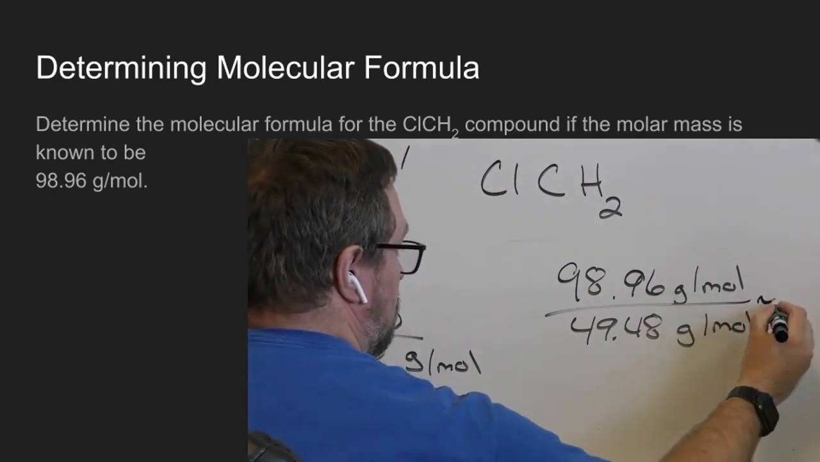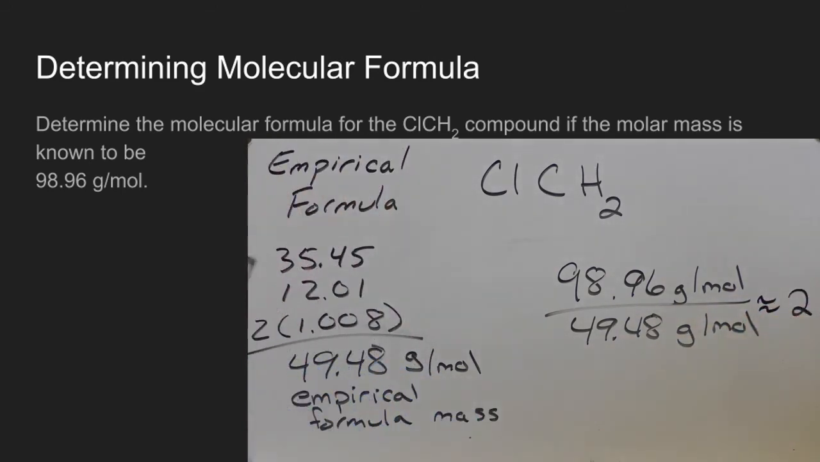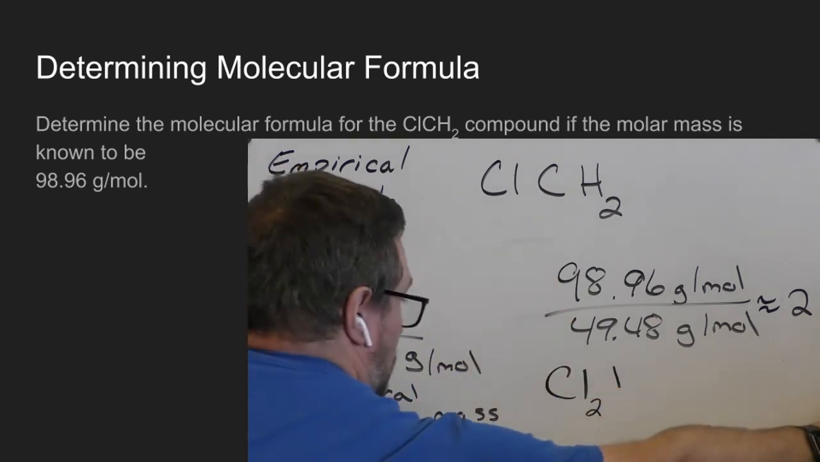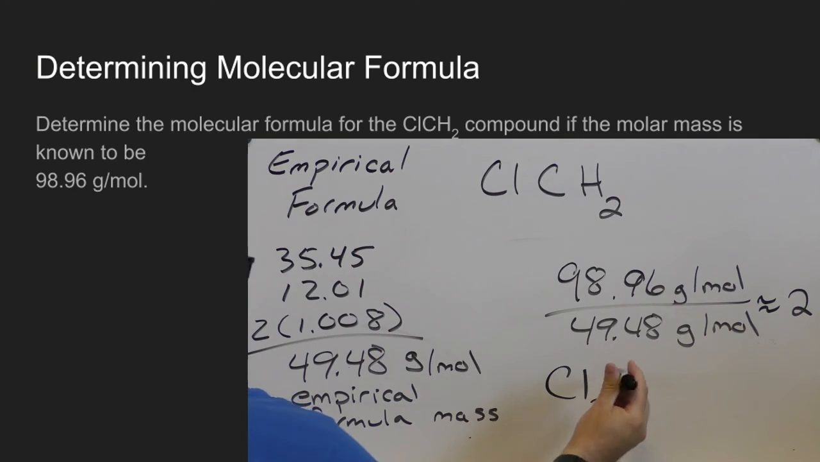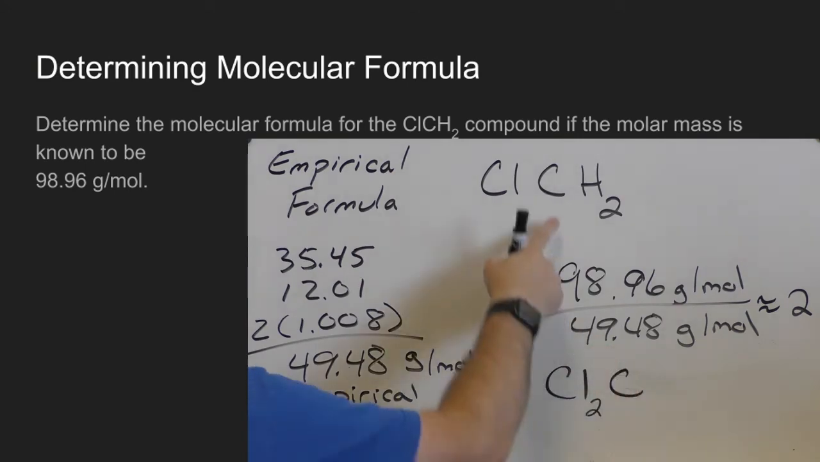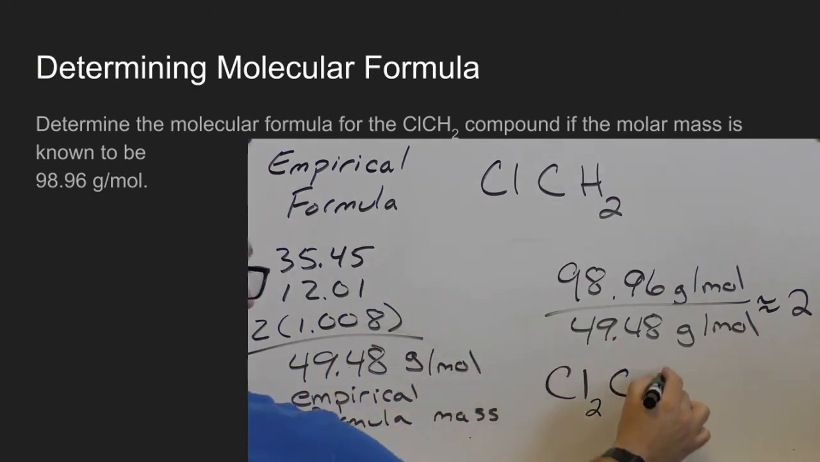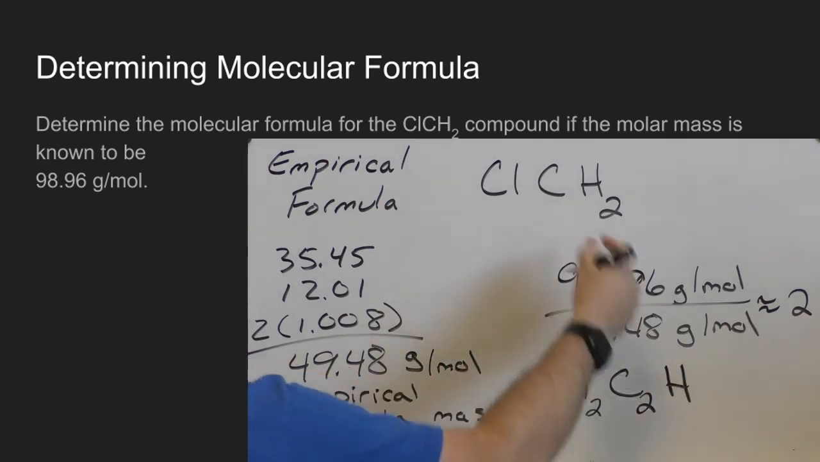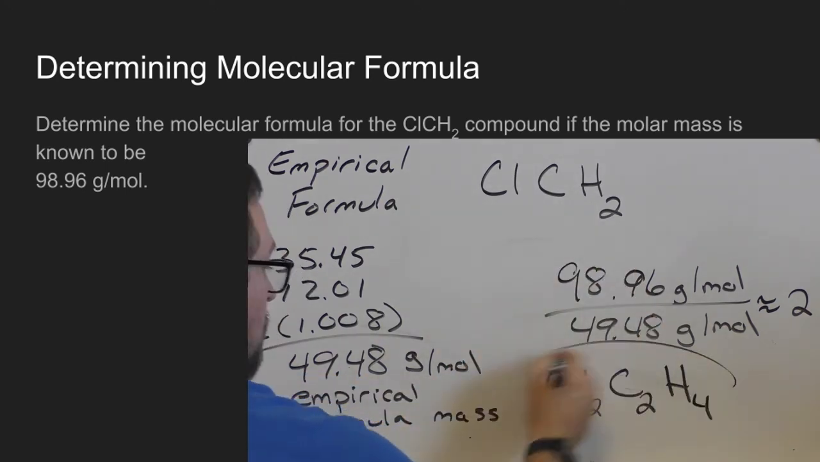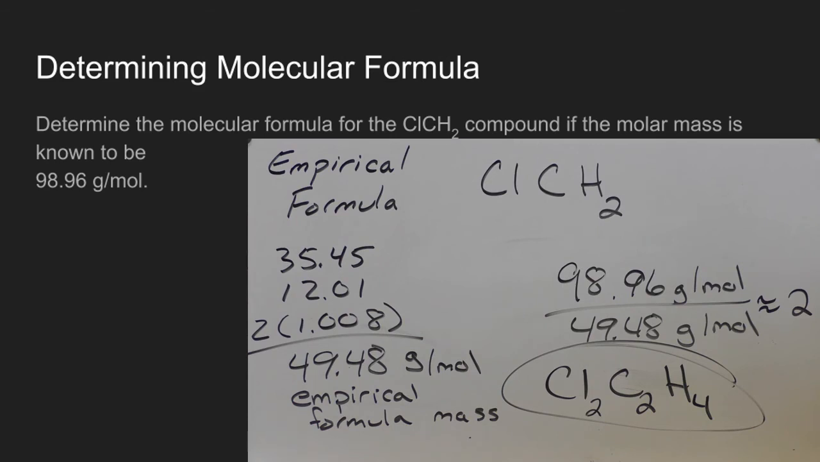So 2 is going to be the integer that we're going to multiply each of the subscripts by to get the molecular formula. So for chlorine, 1 times 2 is 2. For carbon, 1 times 2 is 2. And for hydrogen, 2 times 2 is 4. Cl2, C2, H4 is the molecular formula for this substance.